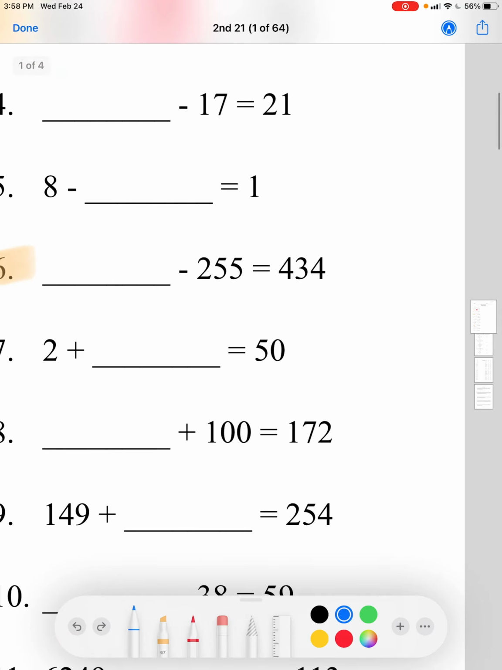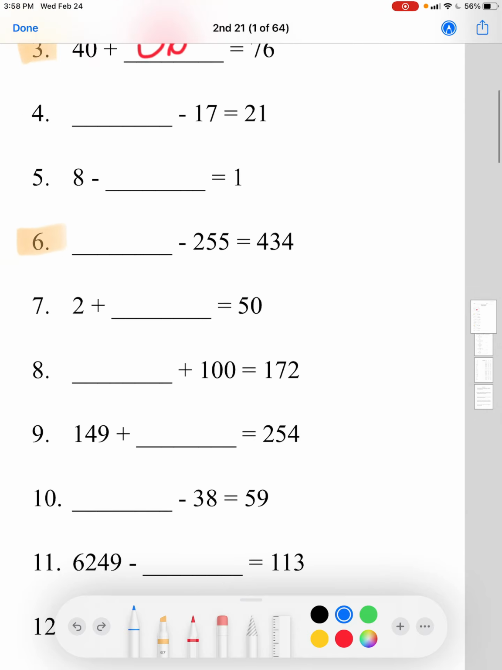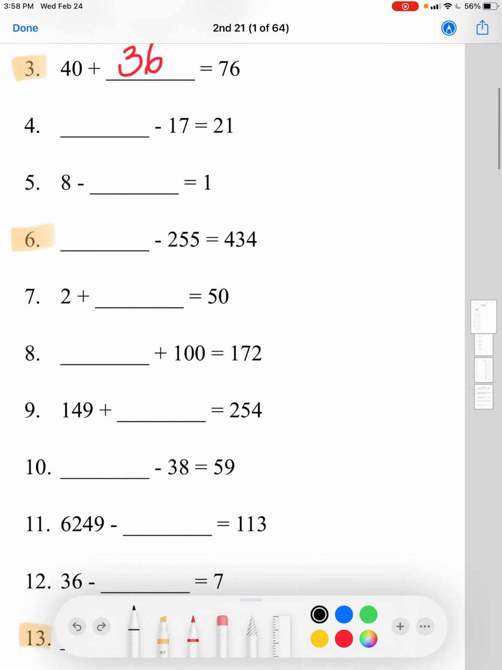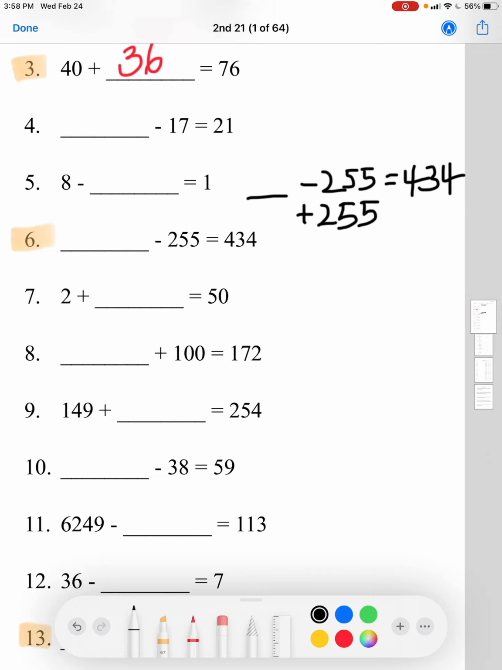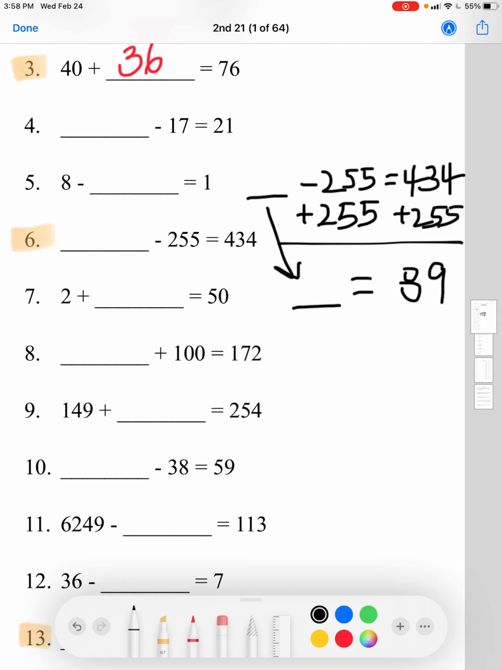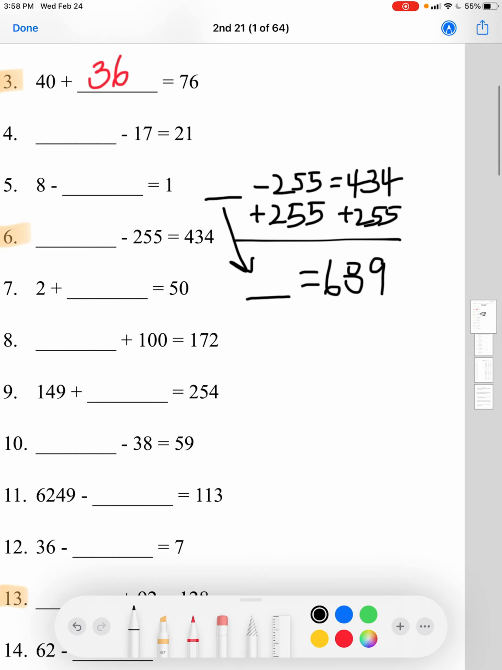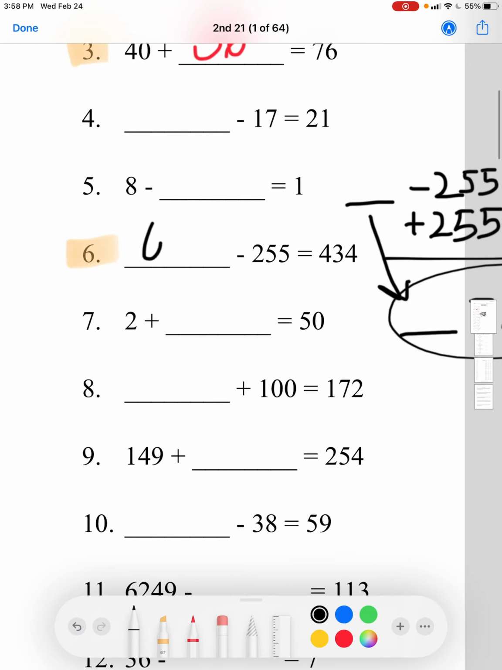So what this is saying is if you take 255 from some unknown number, then you're going to get 434. So in order to do that, we're going to add. Let's do the same thing. We'll just add the 255 to both sides in order to get the blank alone. Now we have this blank equals 4 plus 5 equals 9, 3 plus 5 equals 8, 4 plus 2 equals 6. And the blank equals 689. So we'll fill in 689.